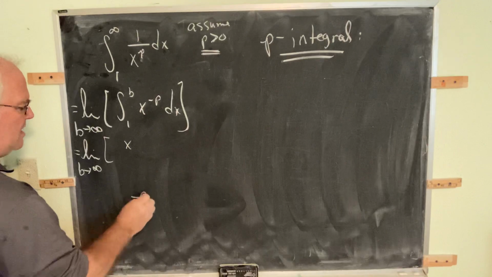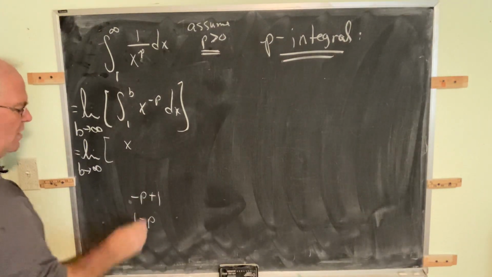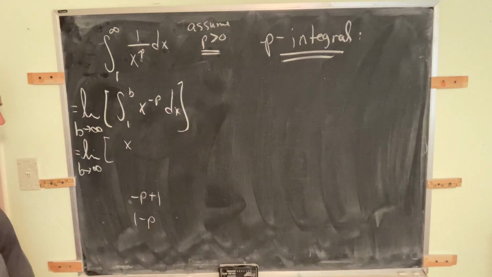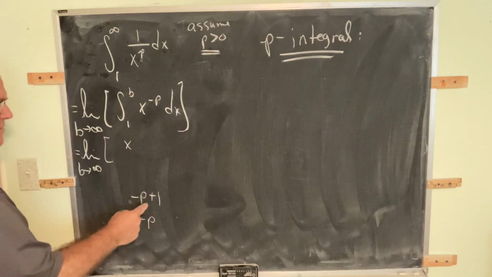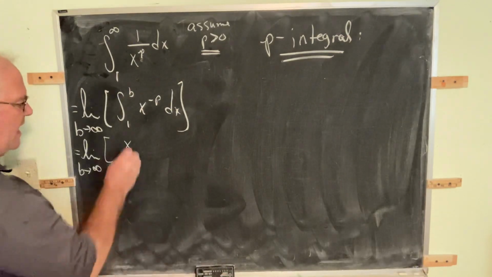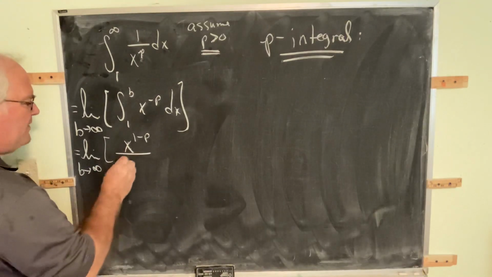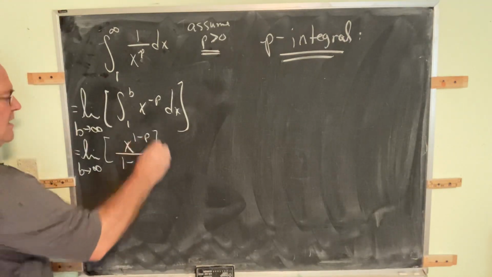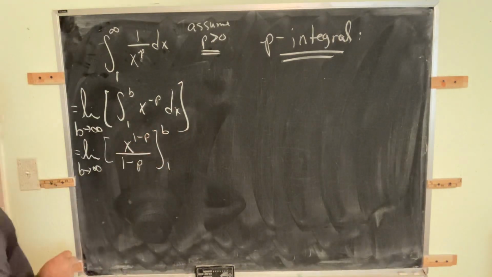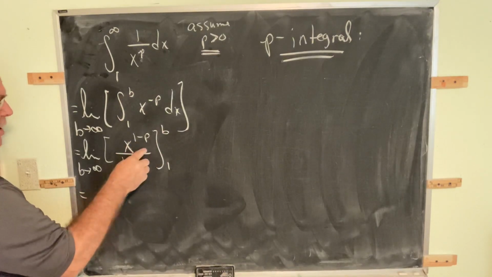Now, negative p, I could write this as negative p plus 1. I'm going to change that around and write it as 1 minus p. It's a little more concise. So these are the same thing, negative p plus 1, same thing as 1 minus p. So I'm going to write that as x raised to the 1 minus p, divided by the new exponent we just created, and evaluate that from 1 to b. Evaluate at the upper limit of integration, evaluate the lower limit of integration.